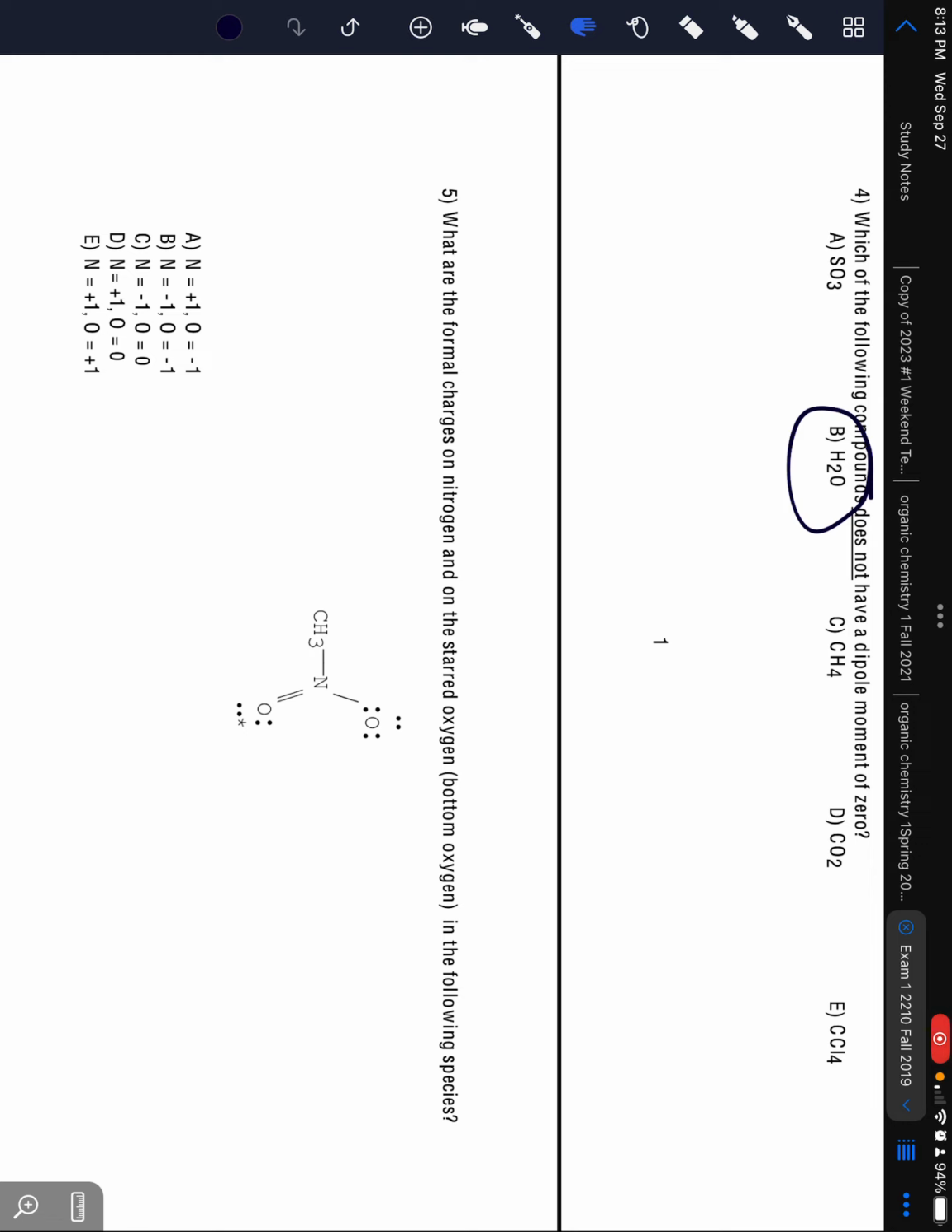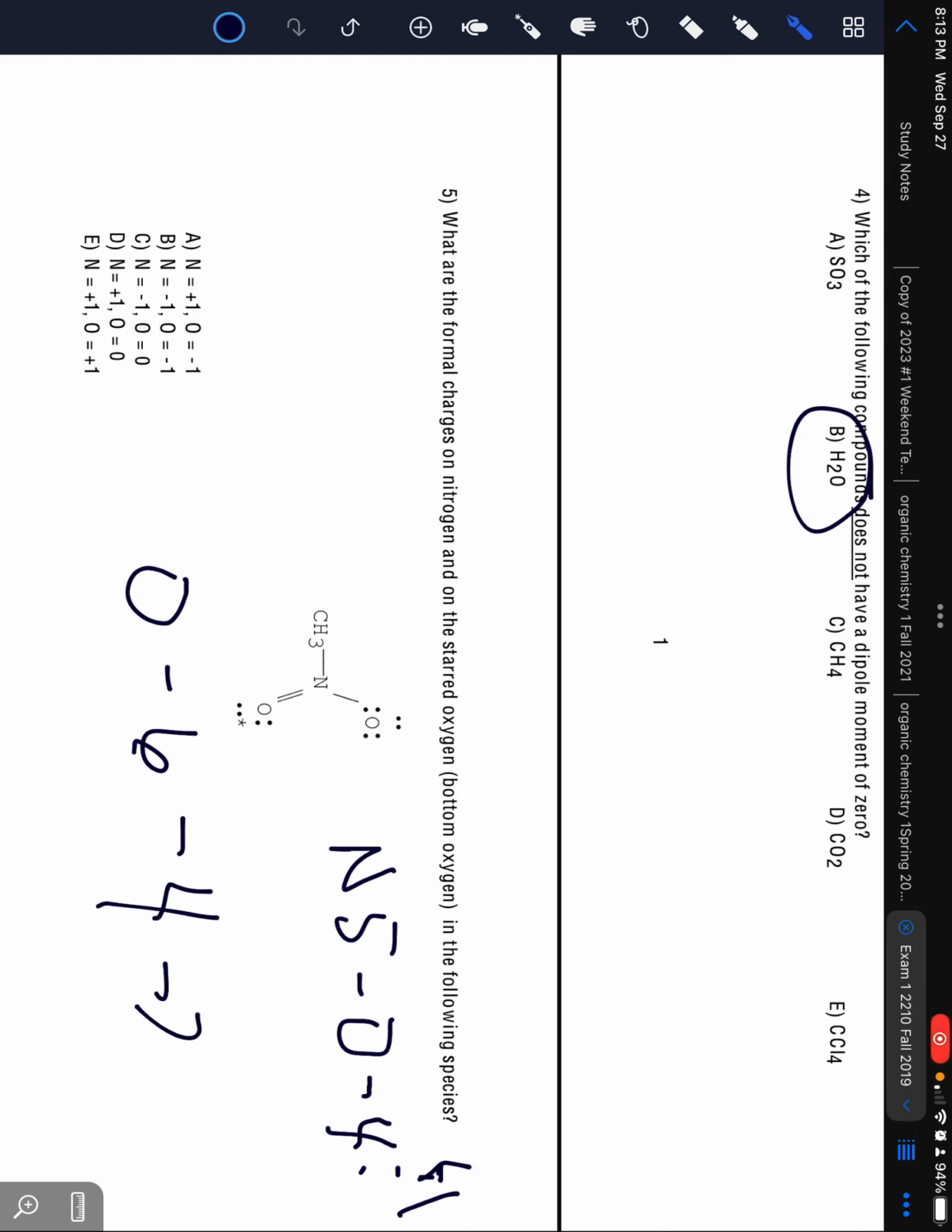What are the formal charges on the nitrogen and the starred oxygen? So the nitrogen has 5 valence electrons, subtract 0 lone pair electrons, subtract 4 bonds. Nitrogen has +1. The starred oxygen has 6 valence electrons, subtract 4 lone pair electrons, subtract 2 bonds. That's 0. The correct answer is D.